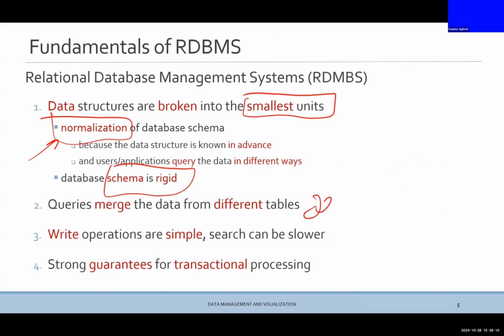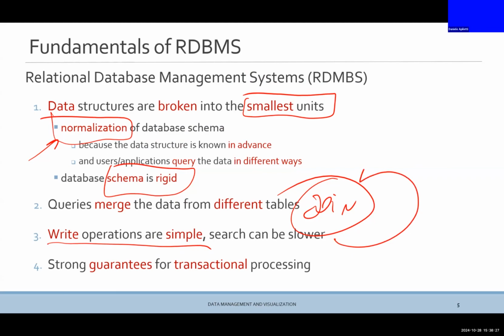Queries merge data from different tables. Yes, that's called join. Write operations are simple. Why? Because you know the schema. So you know that you need to write those information in those places. Okay, no options. Search can be slower. Why? Because the join is computationally expensive.